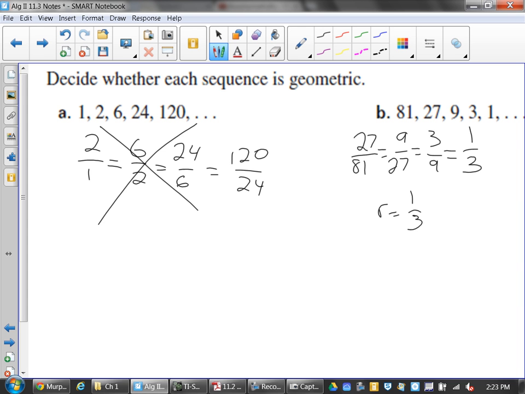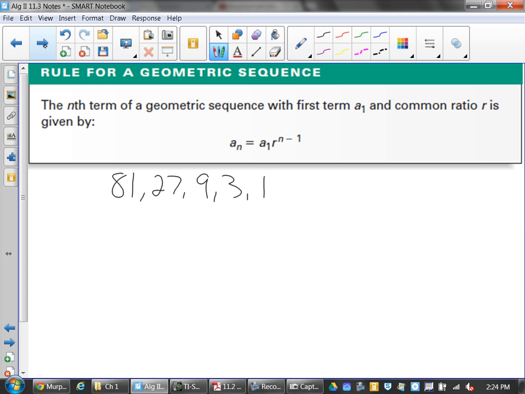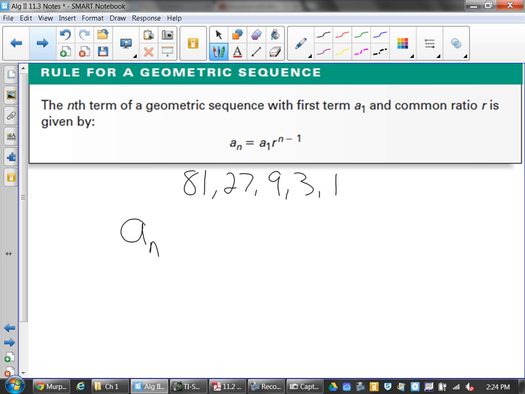And in order to write the rule for the nth term in a geometric, we'll use the same exact example. We use the first term. The whole kit and caboodle is the nth rule for geometric is first term times the rate, that r, to the n minus 1.